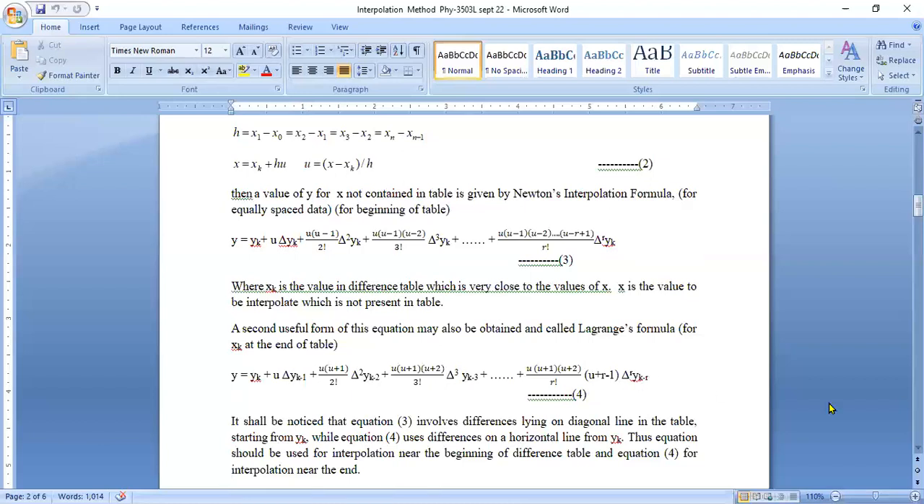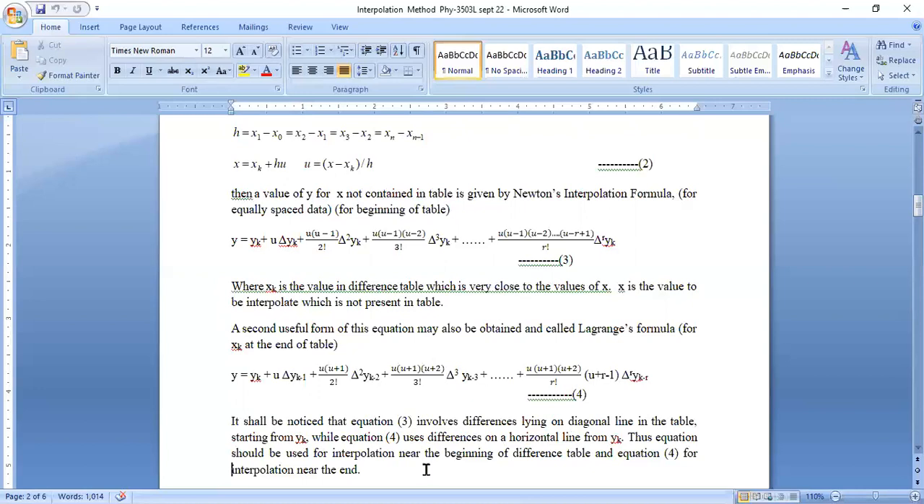Here, first we will take an exercise to understand this. You see this paragraph, it should be noticed, it is very important. Equation number 3 involves differences lying on a diagonal line in the table starting from yk, while equation number 4 uses the differences on a horizontal line from yk.